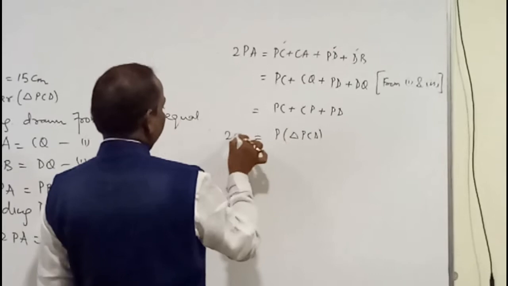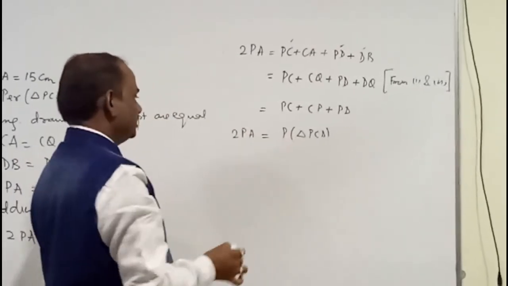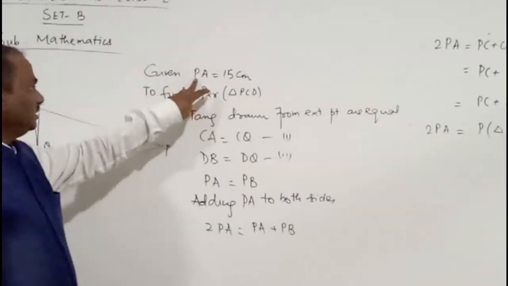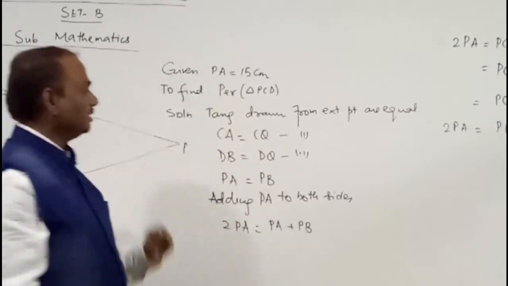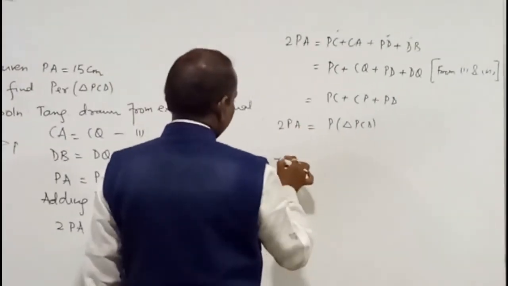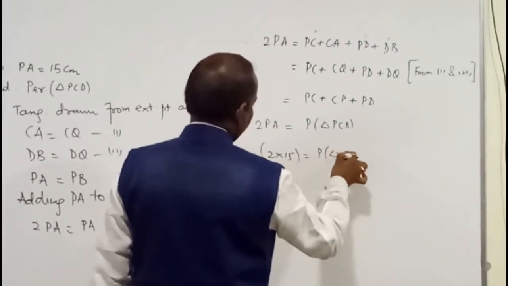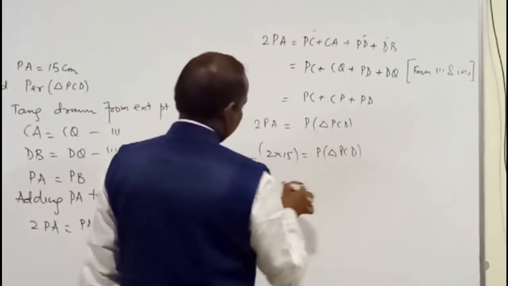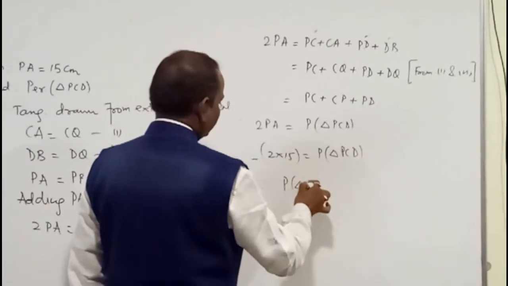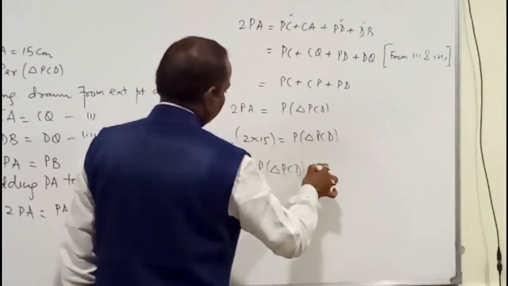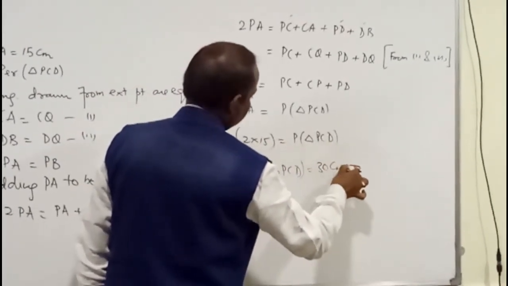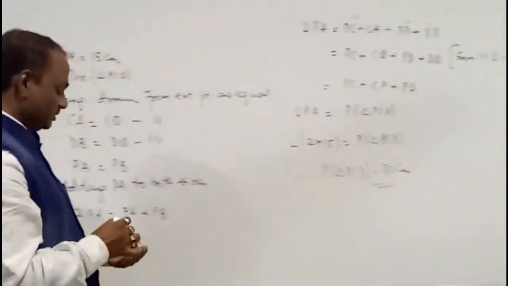So twice of PA is equal to this. We know the value of PA, that is 15, so we can find the perimeter. So I can say therefore 2 into 15 is equal to perimeter of triangle PCD. So conclusion is perimeter of triangle PCD is equal to 30 centimeter. This is the final answer.